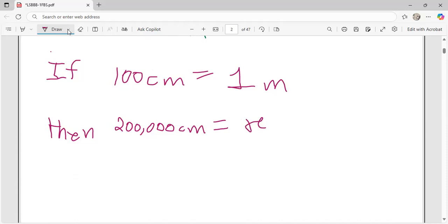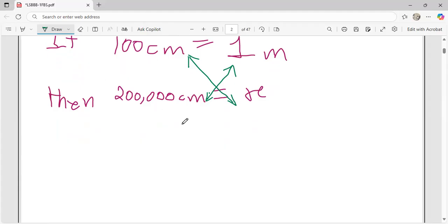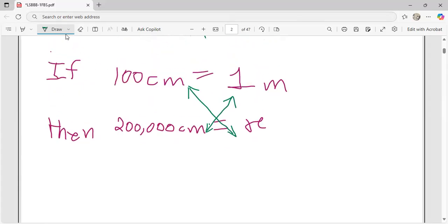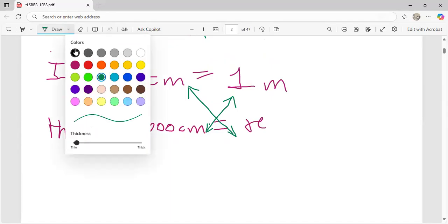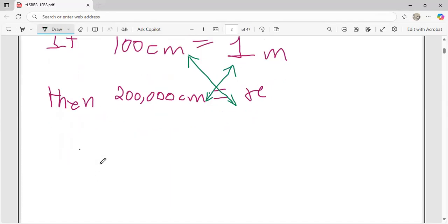So we use the concept of cross multiplication to find for the value of x. X is going to multiply 100 and 1 will come and multiply this. But from the idea of cross multiplication, at the end of the day, if you make x the subject, you realize that x is going to be equal to 200,000.